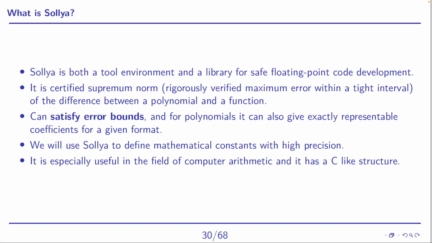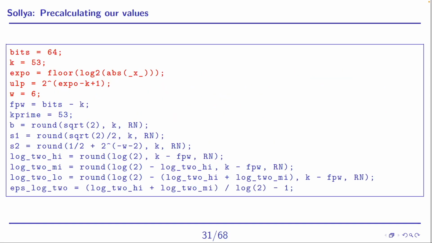And of course, it will produce exactly representable coefficients for a given format, especially depending on the functions that we are using. In this case, FB min max, which we will see in a bit. And using Sollya to define this mathematical constant with high precision, it's highly used in the arithmetic world, and it has a C-like structure, so it's not like you have to learn a new language. It does have some differences, but you'll see that it's very C-like. So now we go into actual code.